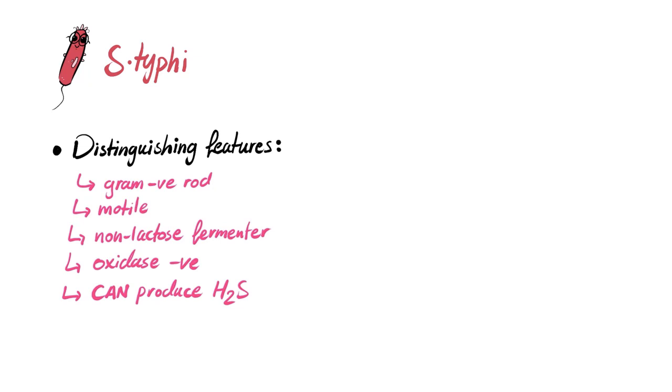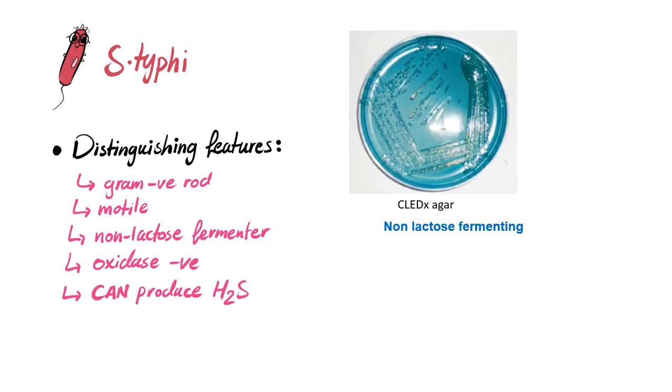They are oxidase negative because they are in the Enterobacteriaceae group, and they can produce H2S, which is hydrogen sulfide. So it will give you a very important characteristic that we will mention in the next slide. Since it's a non-lactose fermenter, on the MacConkey agar, what you will see is colorless colonies.